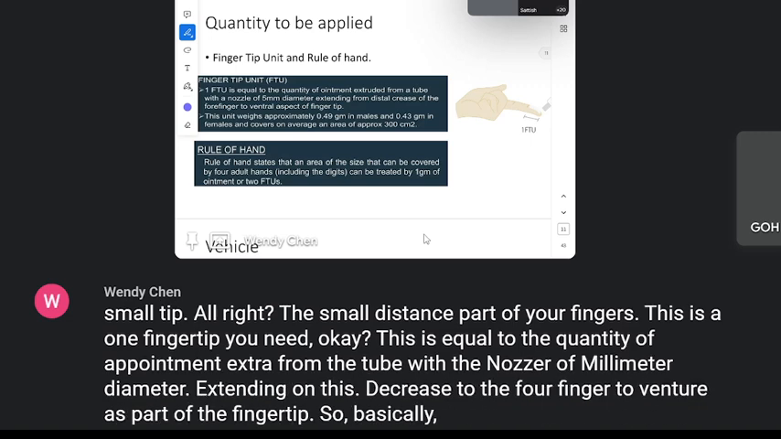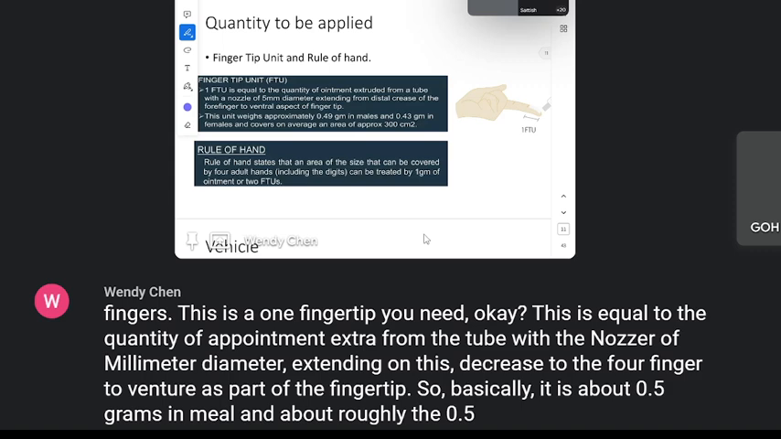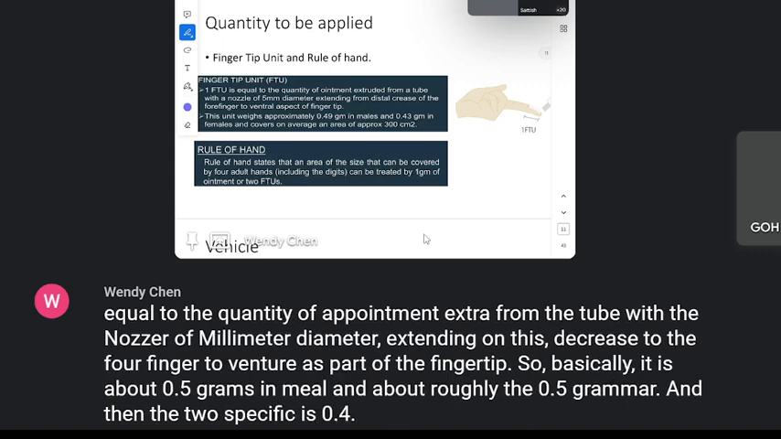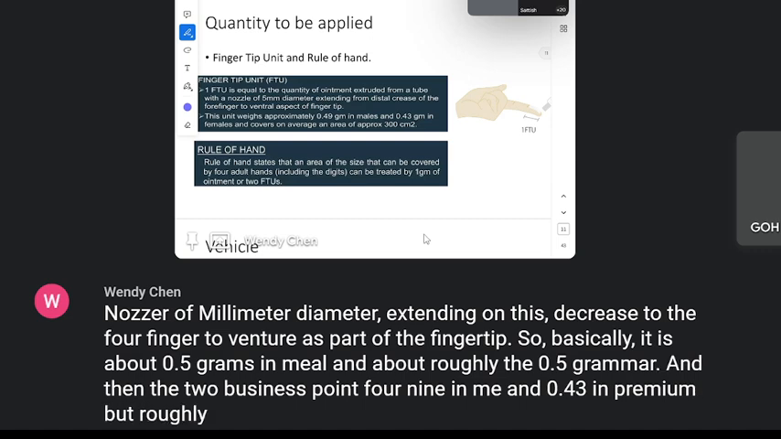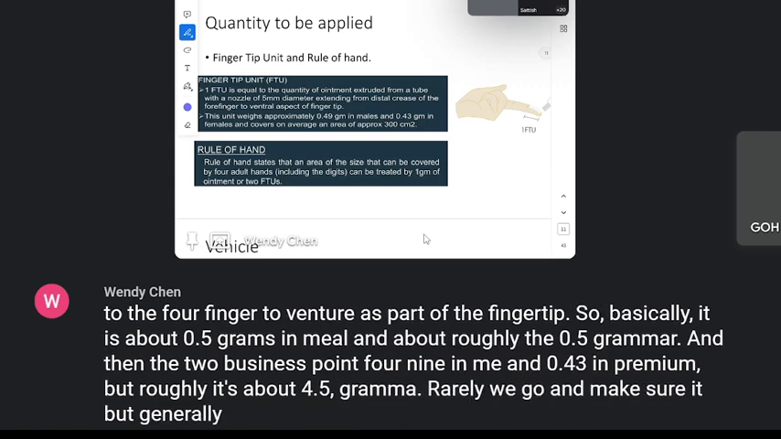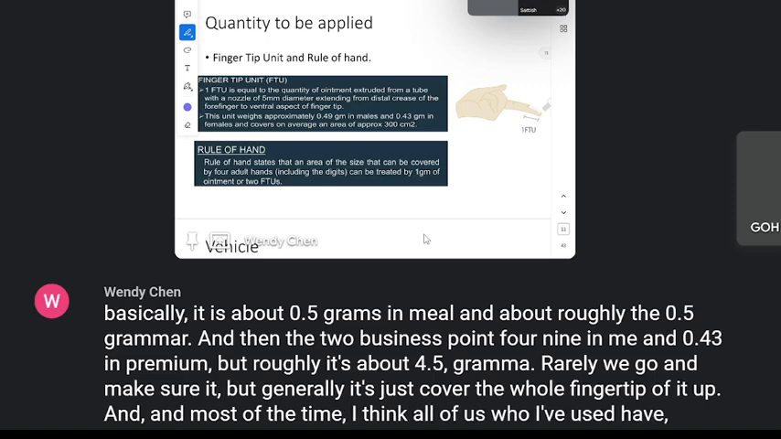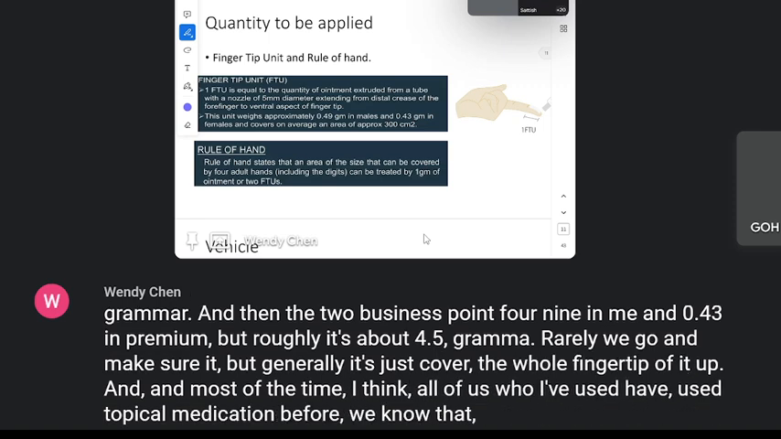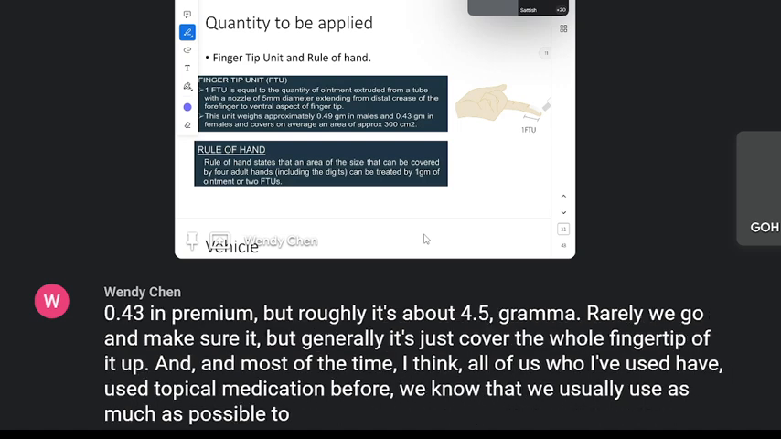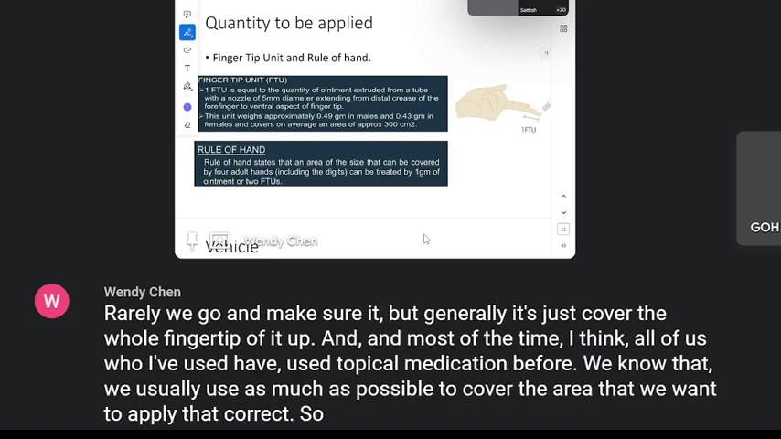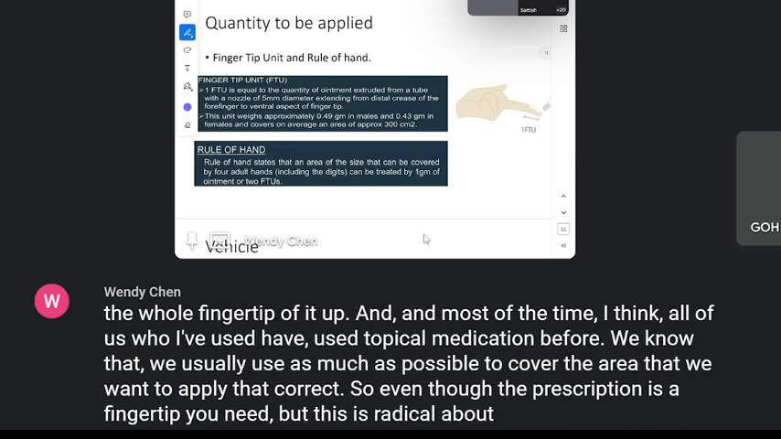So basically, it is roughly 0.5 gram; to be specific, 0.49 in males and 0.43 in females, but roughly it's about 0.5 gram. Rarely do we go and measure it, but generally it just covers the whole fingertip. Most of the time, all of us who have used topical medication before know that we usually use as much as possible to cover the area that we want to apply to. So even though the prescription is a fingertip unit, this is rarely followed, but we should follow it by right.